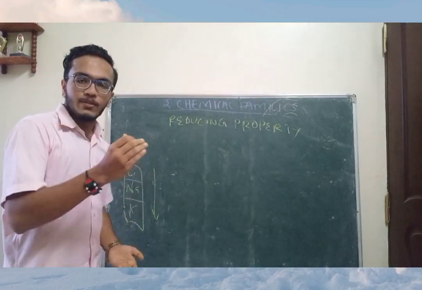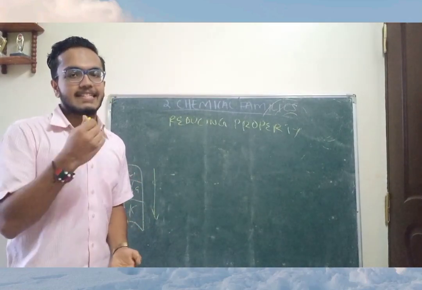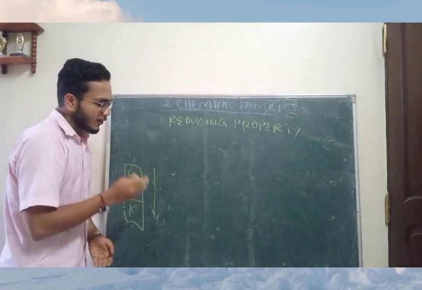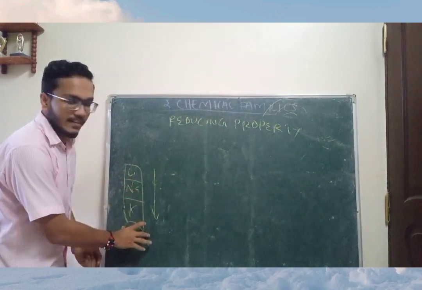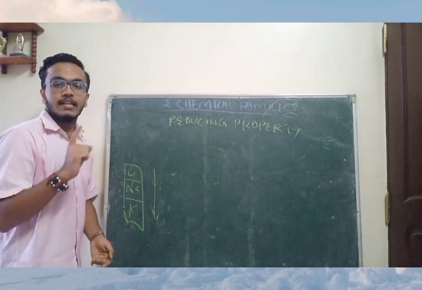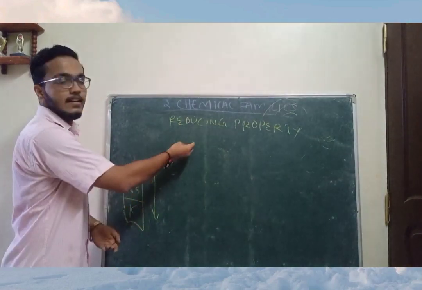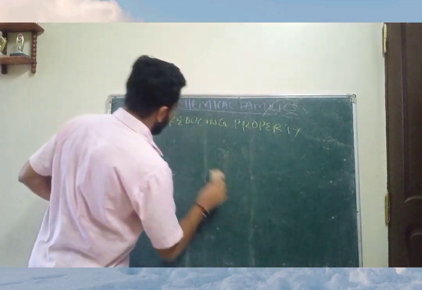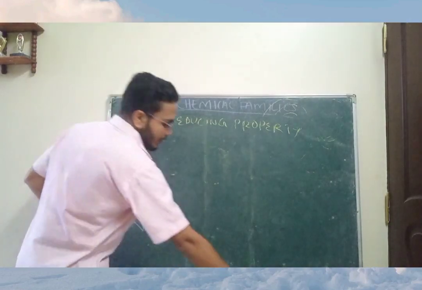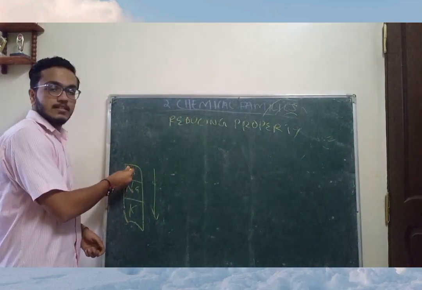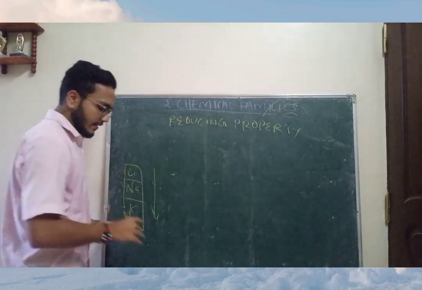So, as we talked of the reactivity, the same way the reducing property also increases down the group due to increase in number of energy levels. Hence weaker nuclear force of attraction, the atom can readily lose an electron. Hence it is easily reducing, it has a more reducing property. So potassium is a greater reducing agent than sodium, and sodium is a better reducing agent than lithium.